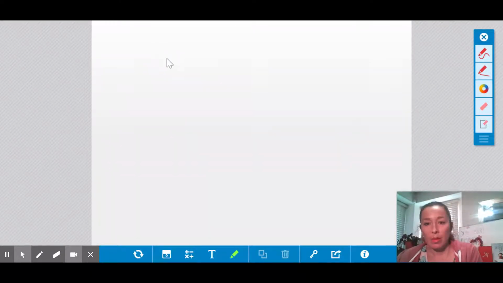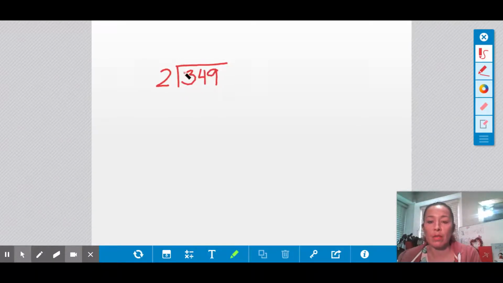So let's take a problem that we've done before. Let's say we have 349 divided by 2. And remember, with division problems, you actually read them backwards. So 349 is first, and then you say divided by 2. If I wrote this as an expression, it would say 349 divided by 2 equals my quotient. So just keep that in mind.